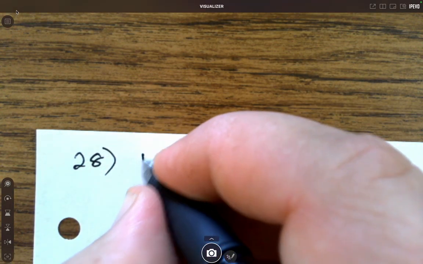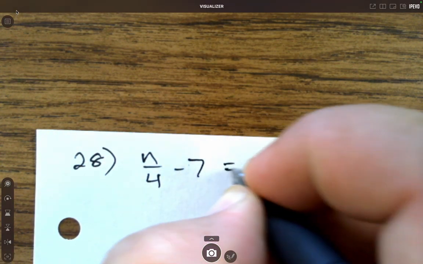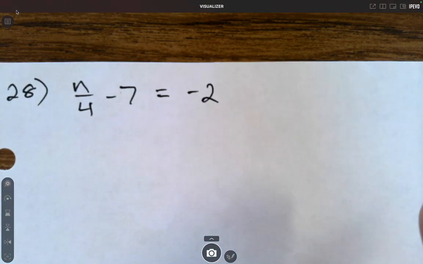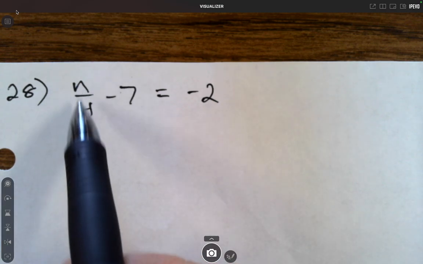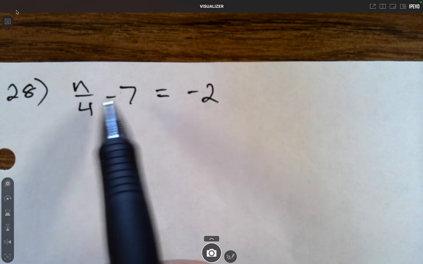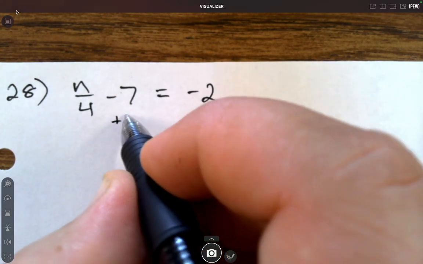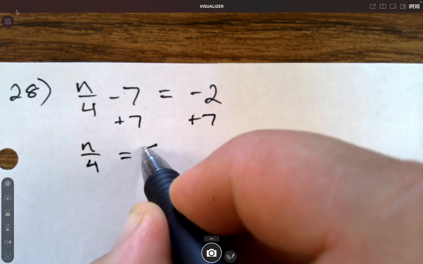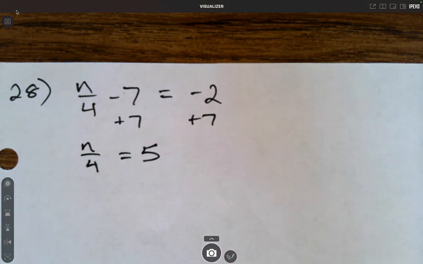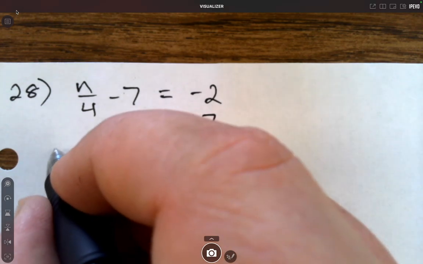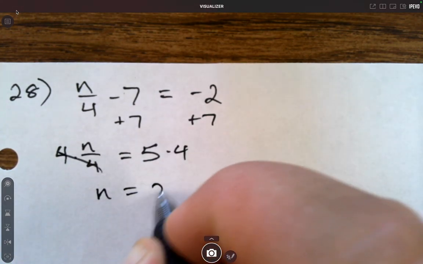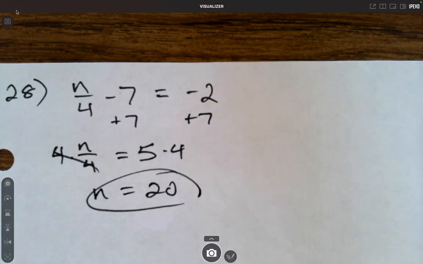n over 4 minus 7 is equal to -2. So just like before, we think, okay, the 4 is attached to the n, or it's closer to the n because they're in the same fraction together. 7's farther away. So we'll add 7 to both sides. And then n is being divided by 4, so we need to do the opposite and multiply both sides by 4. And that gives us n is equal to 20.